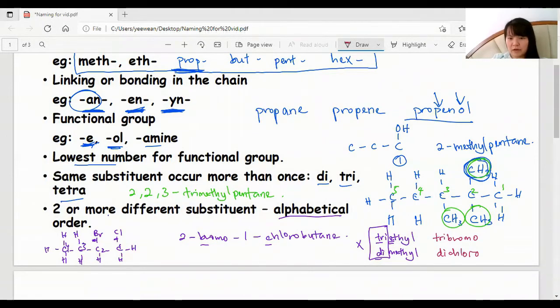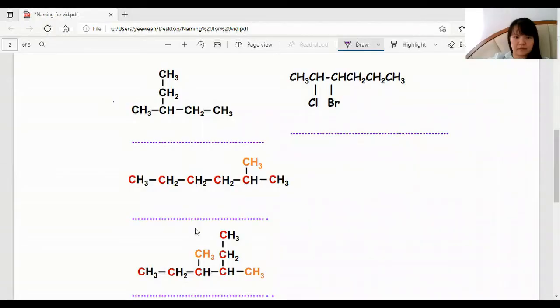Same story here, another example. So tribromo comes before dichloro because B comes before C. Let's go through some examples.